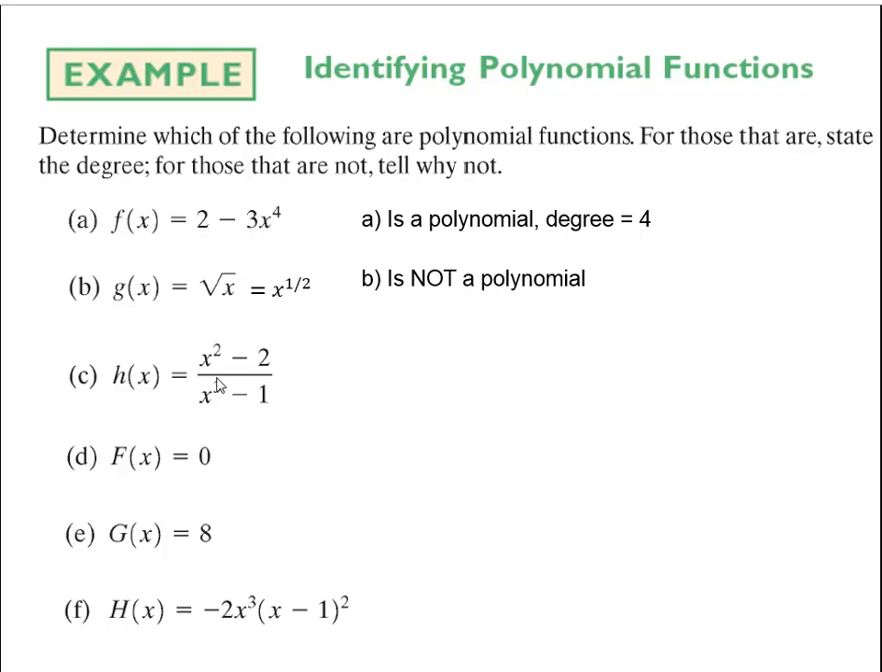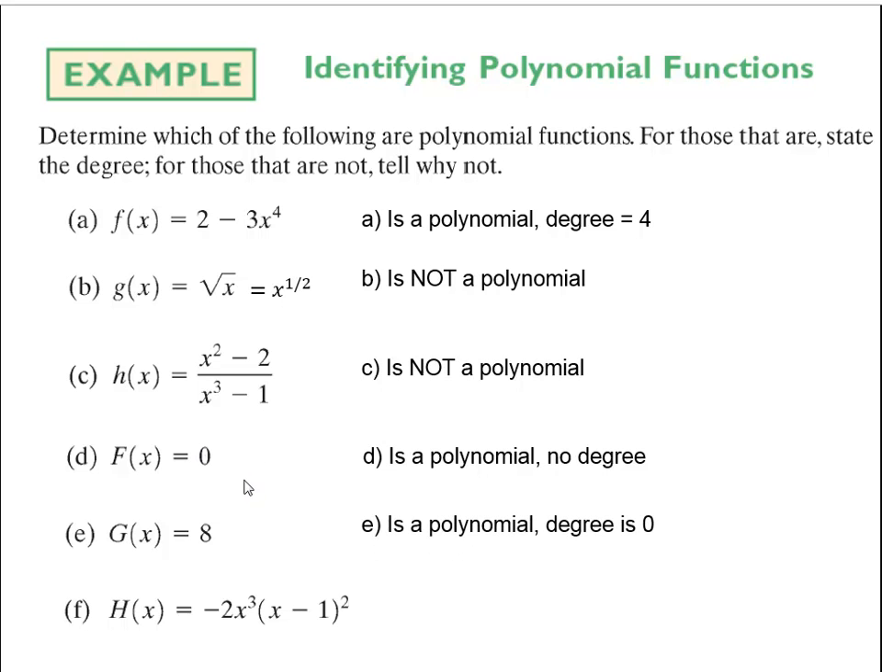Anytime we have an x in the denominator, that's actually a rational function, which we'll do later in Chapter 5. So that one's not a polynomial. Letter D is a polynomial. So this is like a horizontal line, y equals 0. Those definitely are polynomials. And technically we say that this has no degree associated with it. And then this one is a horizontal line as well, and it is a polynomial again, and it's degree 0.